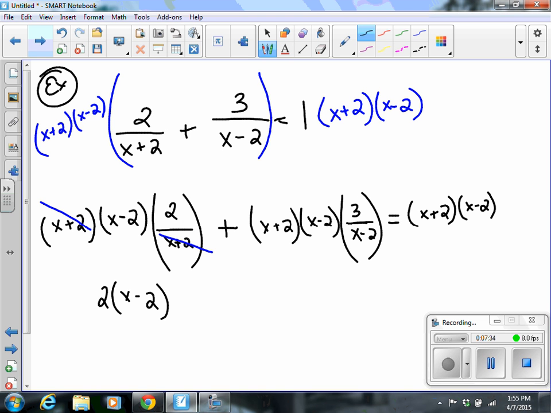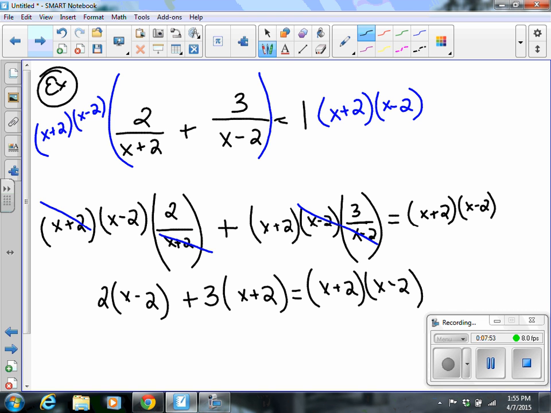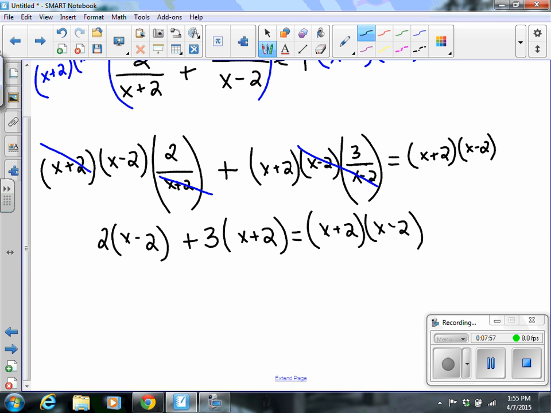Now let's look at the middle part. The x minus 2 cancels out as well. So I'm left with 3 times x plus 2. And then the far right side, I haven't done anything. I don't need to cancel anything out yet. So I still haven't actually distributed anything yet. So now I'm going to go ahead and distribute.